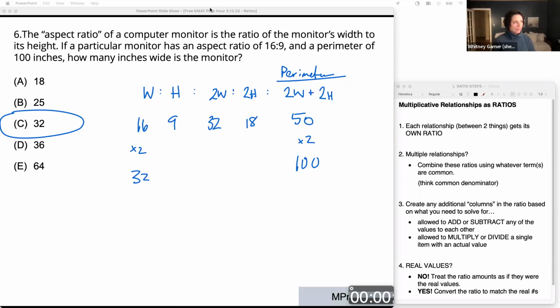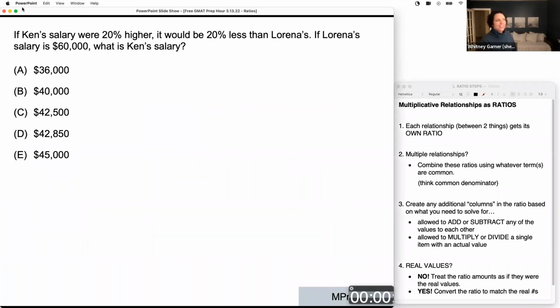Other than a typo, how are we feeling? Okay. Last one. How do I create ratio values for things that almost feel like they're missing? I can make a ratio value for anything I want.